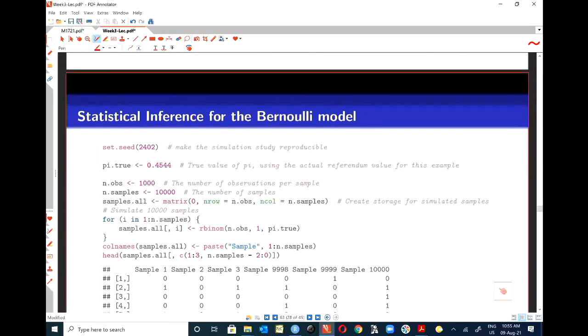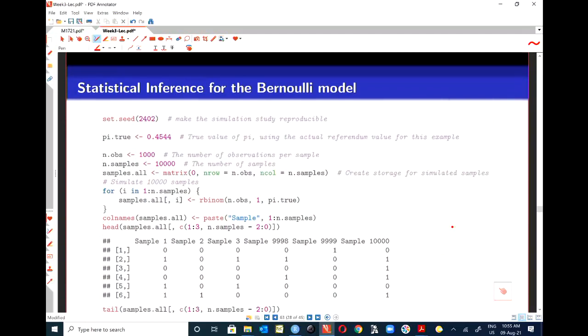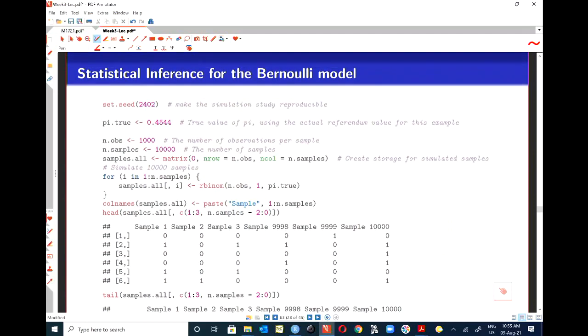So here's the code. The idea of setting the seed is that if I repeat this particular code, I get the same answers. In other words, if I set the seed here, then every time I simulate, I get the same data back again. That makes it reproducible. Otherwise, I get different data every time. So I'm setting the seed here. My true value of pi is 0.45.